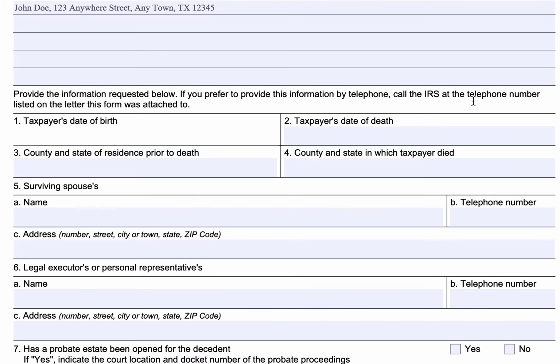So let's see, taxpayer's date of birth. We'll just go through this in order. We'll just pretend that John Doe was born on January 1st, 1975, and he passed away in 2023. He lived in, and that is where he died, in County, Texas.